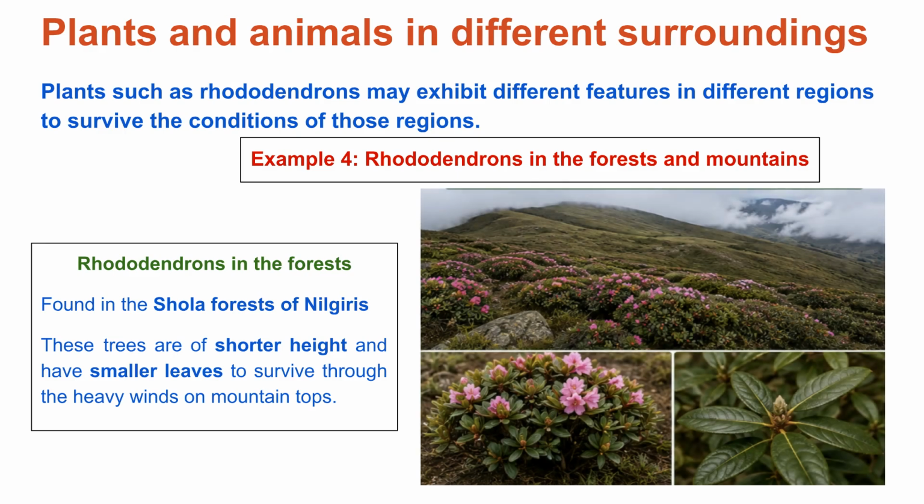Plants such as rhododendrons exhibit different features in different regions to survive the conditions of those regions. So if we compare the rhododendrons that are found in forests with those found in mountains, they show different structure. So rhododendrons in the forests of Nilgiris, Western Ghats, are generally of shorter height and have smaller leaves to survive through the heavy winds on mountain tops.